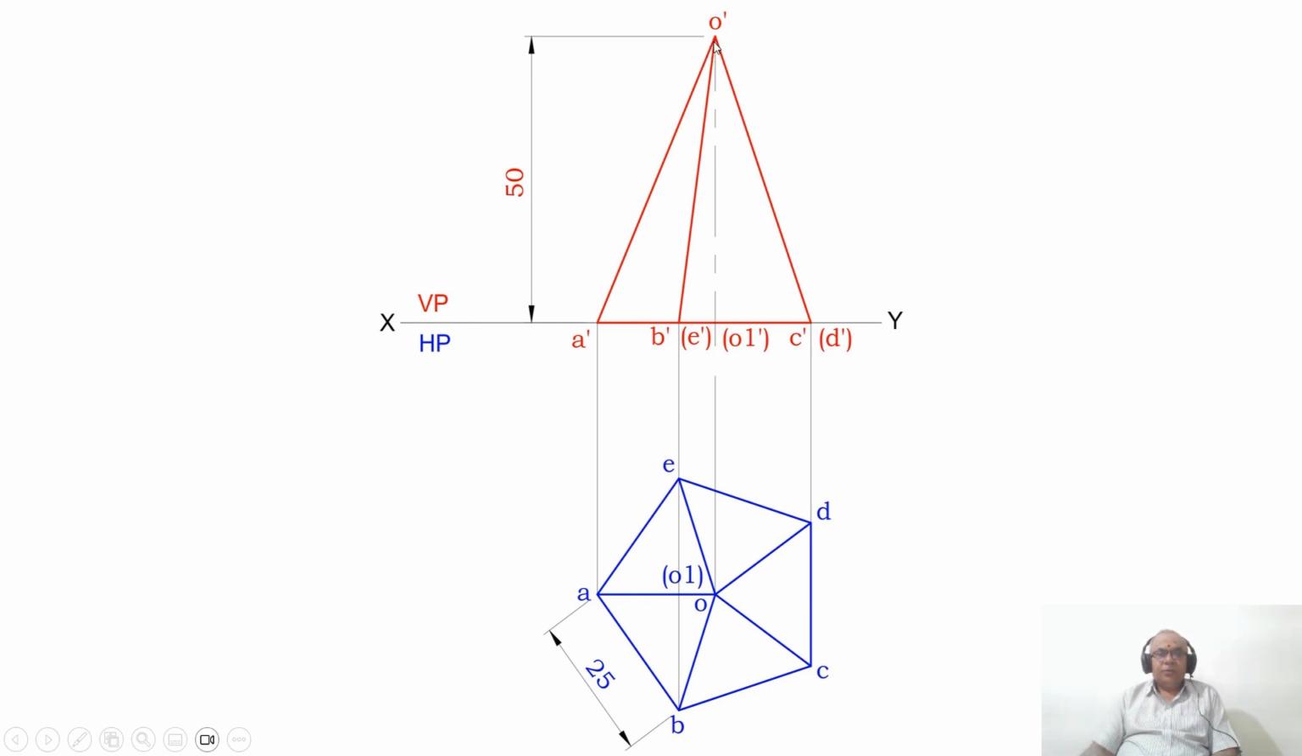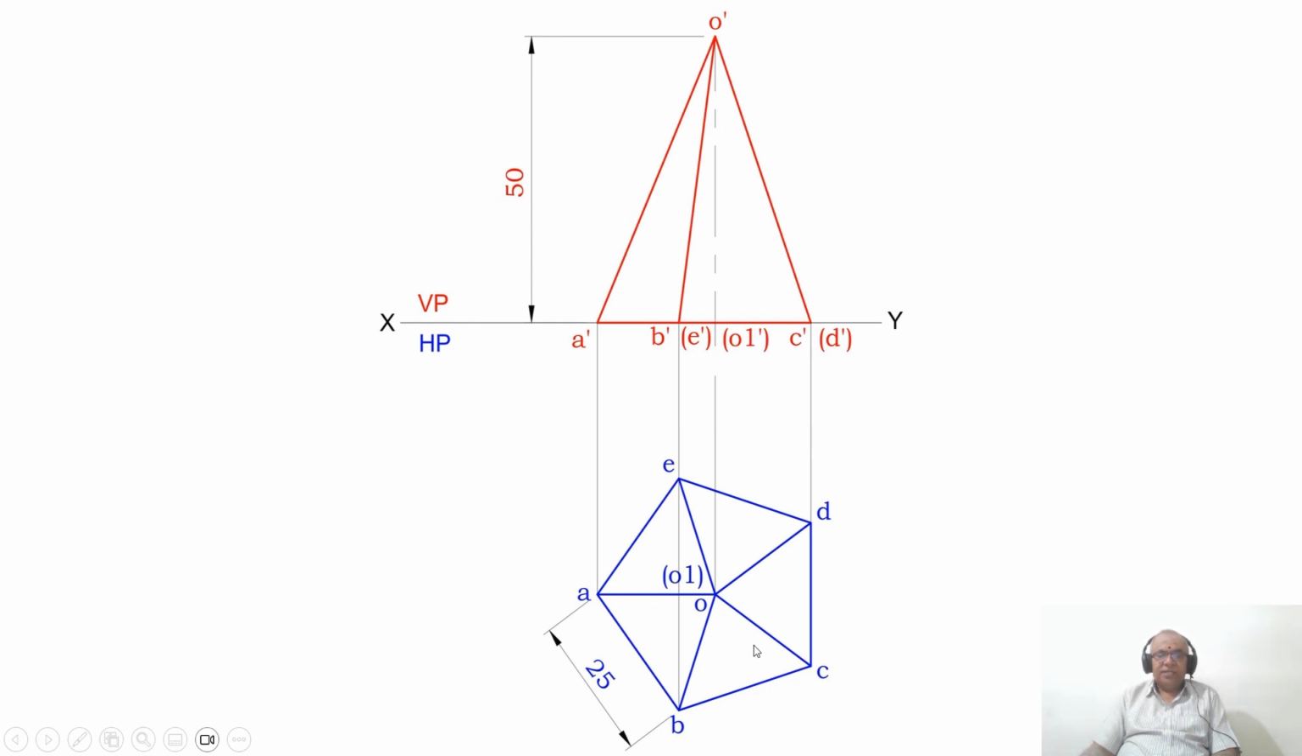Then you join O dash to A, because OA is joined, OB is joined, OC, OD and OE are joined in the top view. Correspondingly, in the front view, join O dash to A dash, which is visible to visible, so it is visible; O dash to B dash, again visible to visible is visible; then O dash to C dash, visible to visible is visible. So you draw these 3 lines, and then A dash to C dash with a dark line, which is the base. Now how do I know that? Here, AB, BC, CD, DE and EA are all true length lines because A dash, B dash, C dash, D dash, E dash are all parallel to XY.